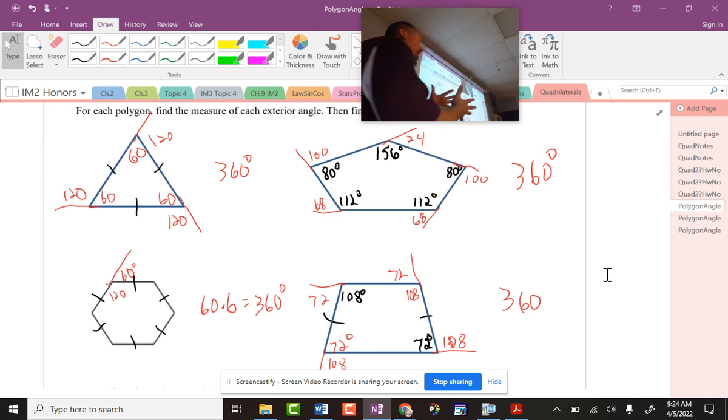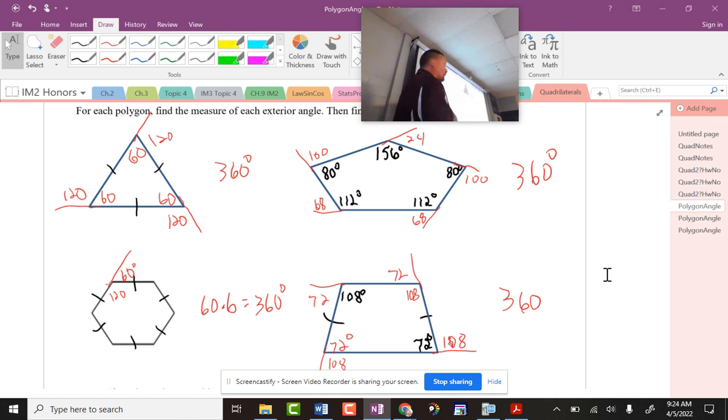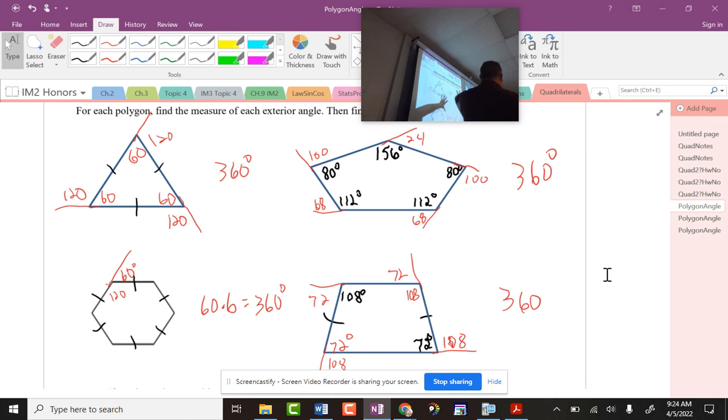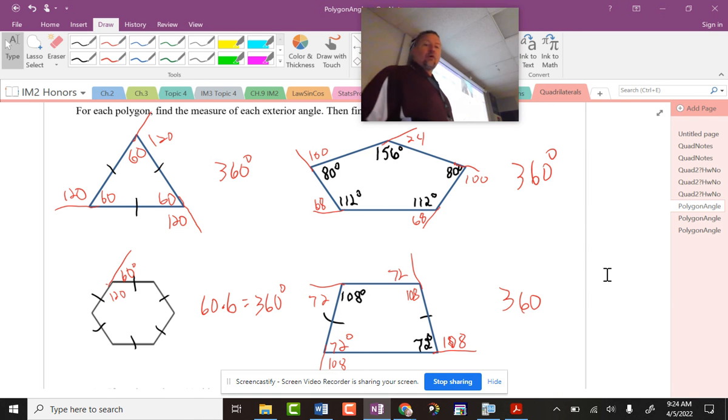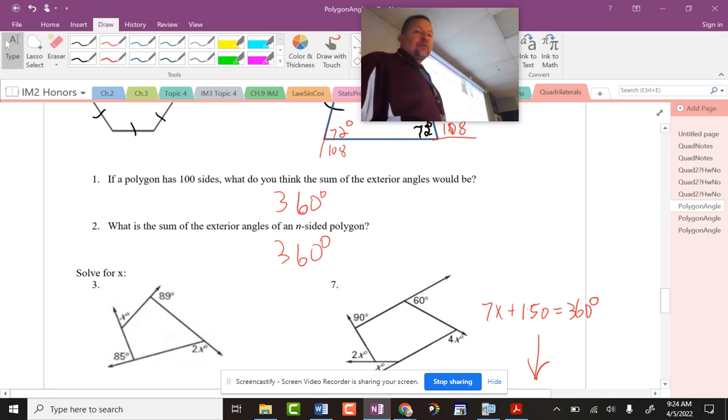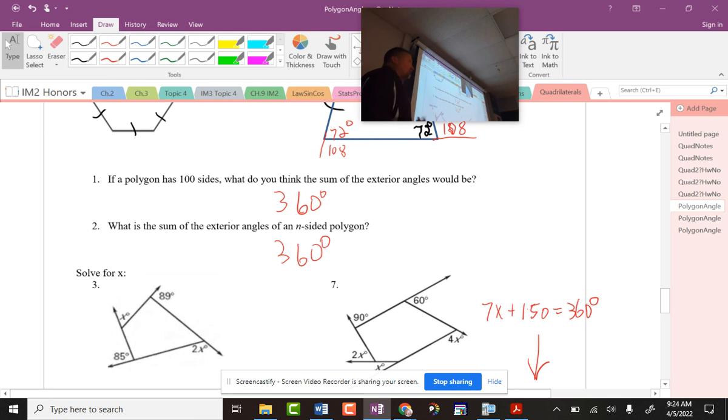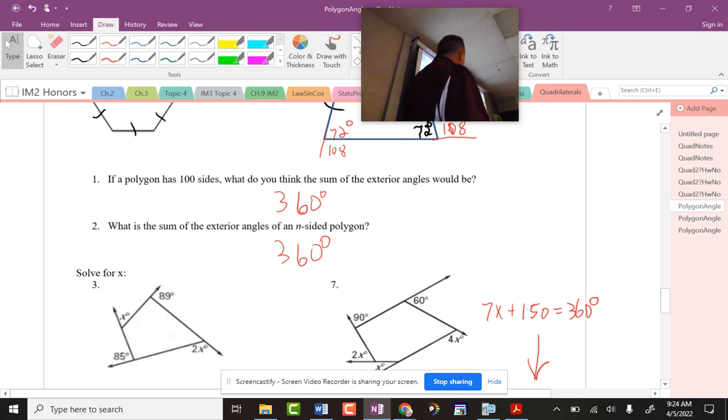That's what ends up happening. So this is not a formula. This is an actual fact. It doesn't matter how big or how many sides, and it doesn't matter if it's a regular polygon or not a regular polygon. This holds true always. So 100-sided, the exterior angles will add up to 360. N-sided, it doesn't matter. It's not a formula. It's 360, right on the dot.